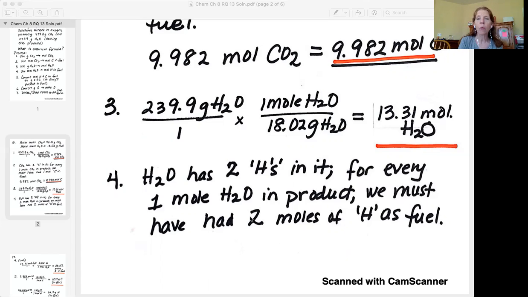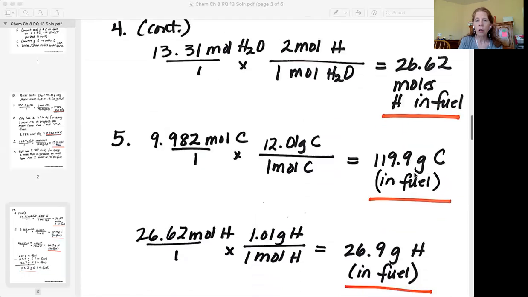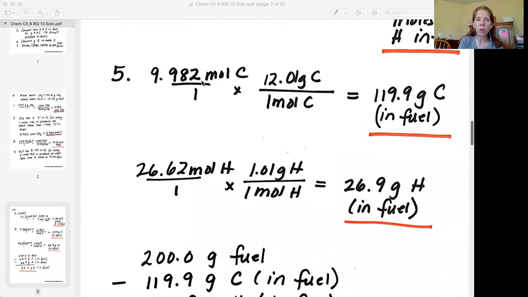And that's what we're saying right here. Hydrogen has 2 H's in it. For every 1 mole of H2O in the product, we had to have 2 moles of hydrogen in the fuel. So we multiply that by 2 moles of hydrogen over 1 mole of water. We had 26.62 moles of hydrogen in our original fuel. Okay, so now what we're going to do is convert those moles that we just figured out, 9.982 moles of carbon, 26.62 moles of hydrogen. How many grams does that represent? Using just the molar mass, that represents 119.9 grams of carbon, 26.9 grams of hydrogen.